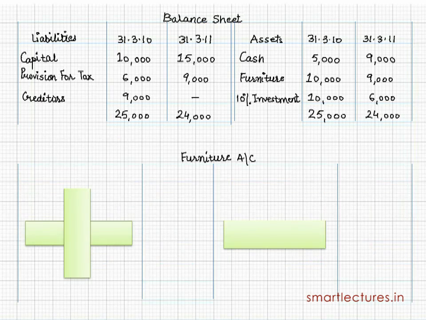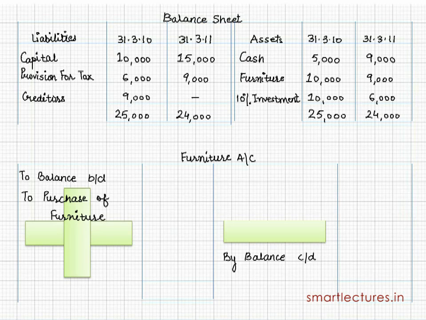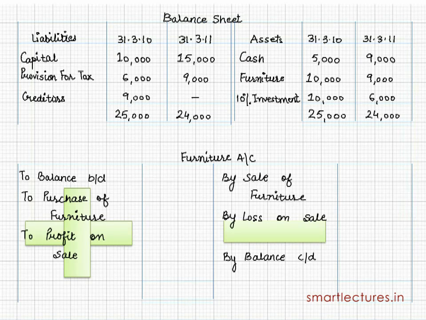Then furniture account. You know the format of fixed assets account. So I'm going to prepare furniture account. To balance b/d, by balance c/d, to purchase of furniture, by sale of furniture, to profit on sale, by loss on sale, and by depreciation. So we can take the figures from balance sheet. To balance b/d, this is the opening value of furniture, that is rupees 10,000. And by balance c/d, means closing balance, that is rupees 9,000.